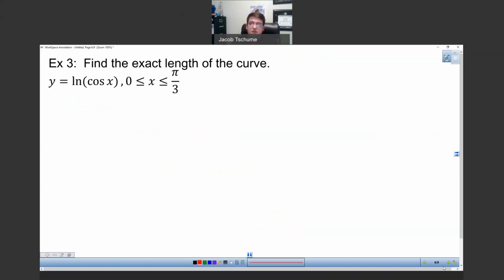All right, example number 3. Let's bring in some trig. Find the exact length of the curve y equals the natural log of cosine x on the interval 0 to pi over 3. Once again, this is a function of x, so the first thing I'm going to need to do is find the derivative of this so that I can plug it into my formula.